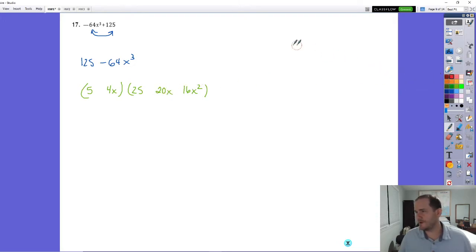And then, of course, we follow the SOAP mnemonic to get our signs. So this is a difference. The same sign would be a difference, opposite sign would be plus, and always plus. So that should be our factored form. Yeah, that's it.